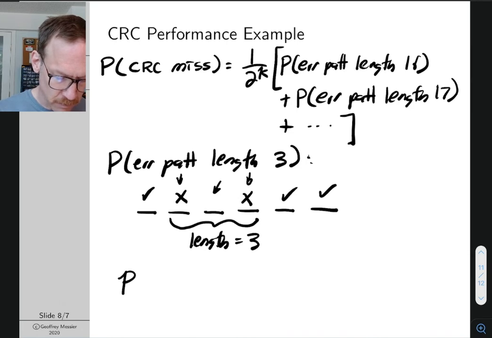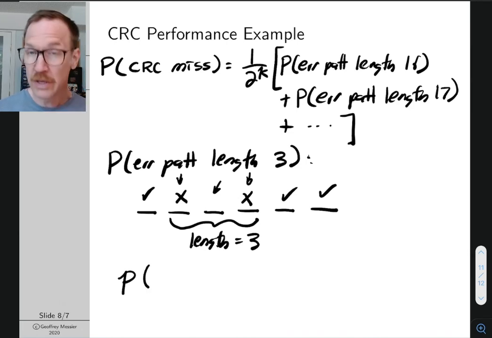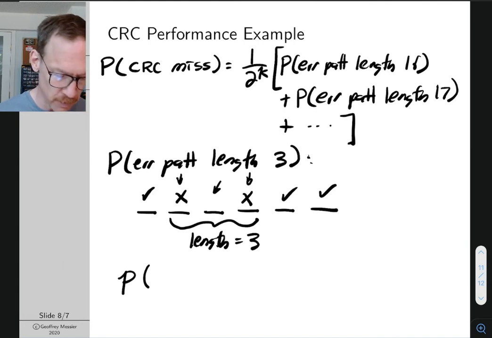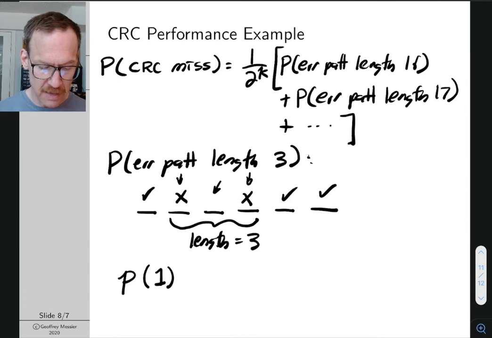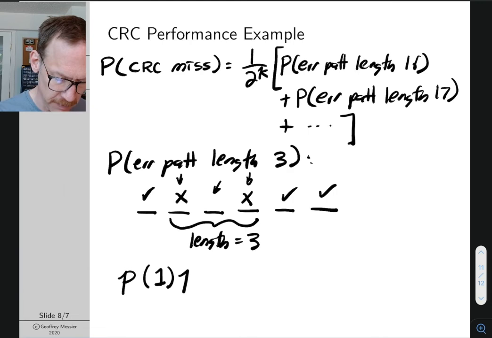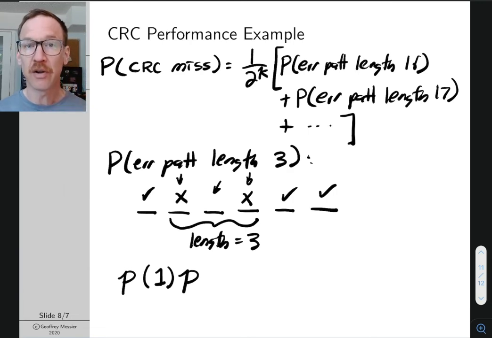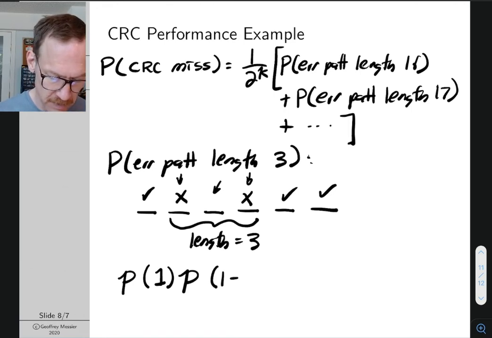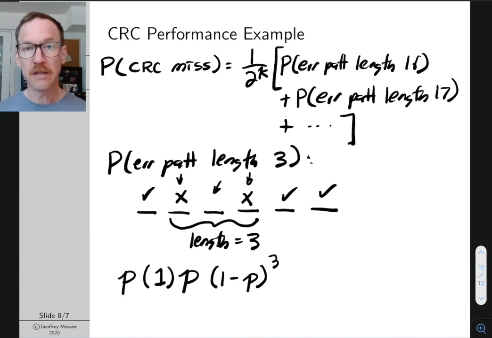Then the middle bit we really don't care about. So it can be good or bad, and the probability of being good or bad is just equal to 1. So this is multiplied by 1. We then have our last bit being bad, so that occurs with the probability p. And then we have to have all our other bits good, right? So that's (1 minus p) cubed.